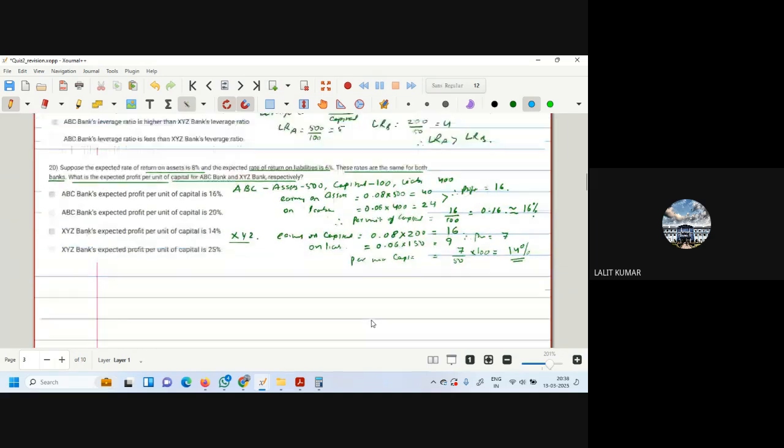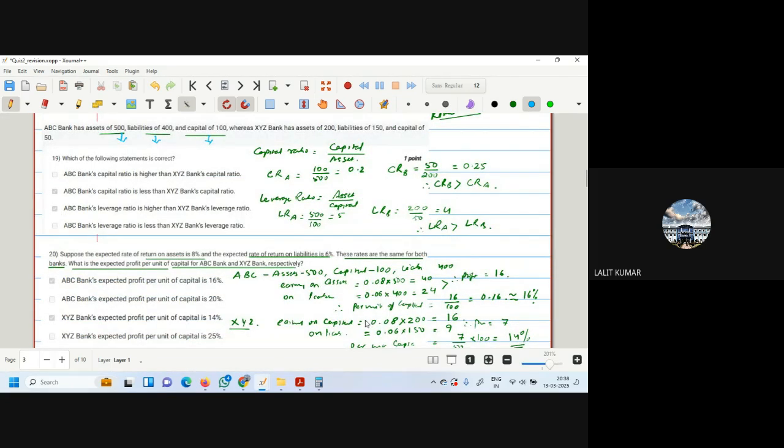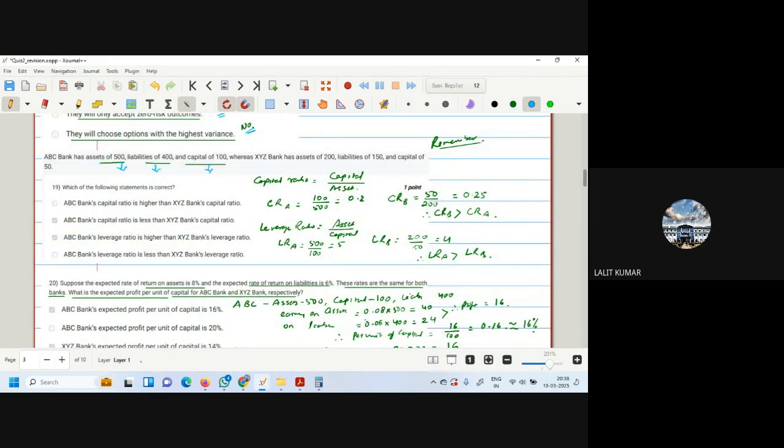They have asked, first of all, to calculate the capital ratio for both banks and the leverage ratio. So the capital ratio for A is 100 by 500, which is 0.2, and for B is 0.25. Therefore, the capital ratio of B is greater than A. And it is the opposite for the leverage ratio. The leverage ratio for A is 5, whereas for B is 4.